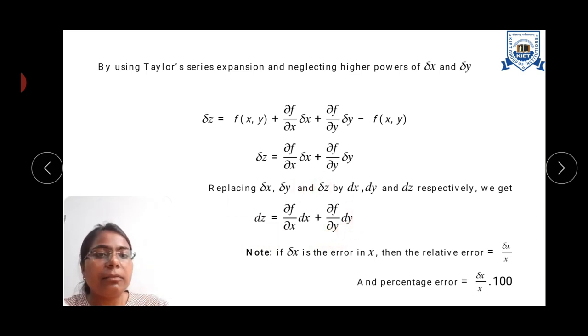First note is that if del x is the error in x, then the relative error will be del x by x. And if we want to calculate the percentage error, then it will be del x by x into 100.